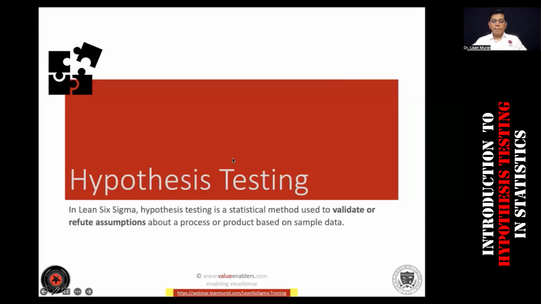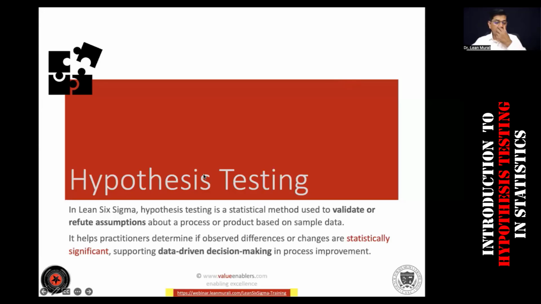So in Lean Six Sigma, hypothesis testing is a statistical method used to validate or refute an assumption about a process, okay? It also helps practitioners determine if the observed differences or changes are statistically significant, supporting data-driven decision-making in process improvement.